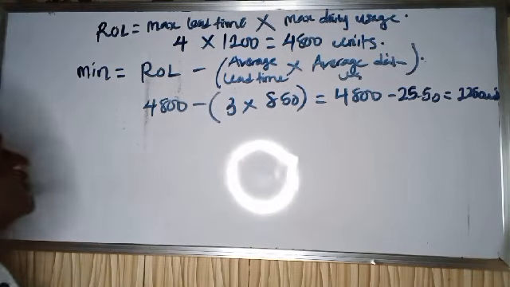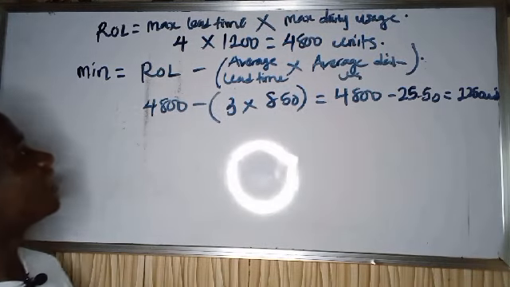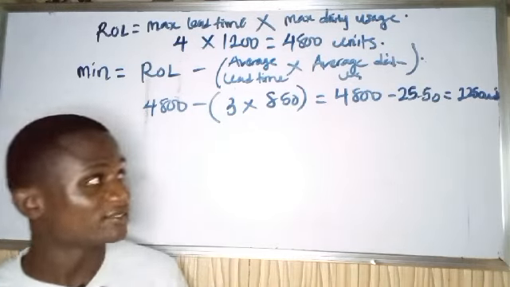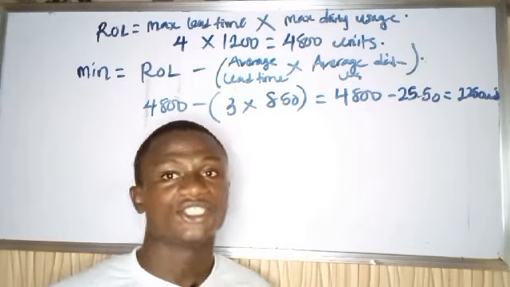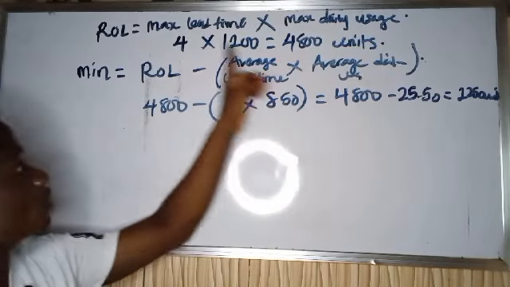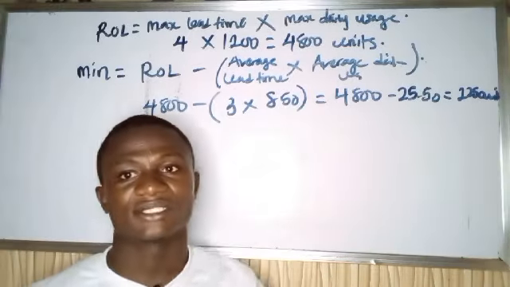So our minimum inventory level, that is that our inventory level should never be lesser than 2,250 units. And don't forget that I also said that your minimum inventory level is always lesser than your reorder level, and as you can see, it is lesser.